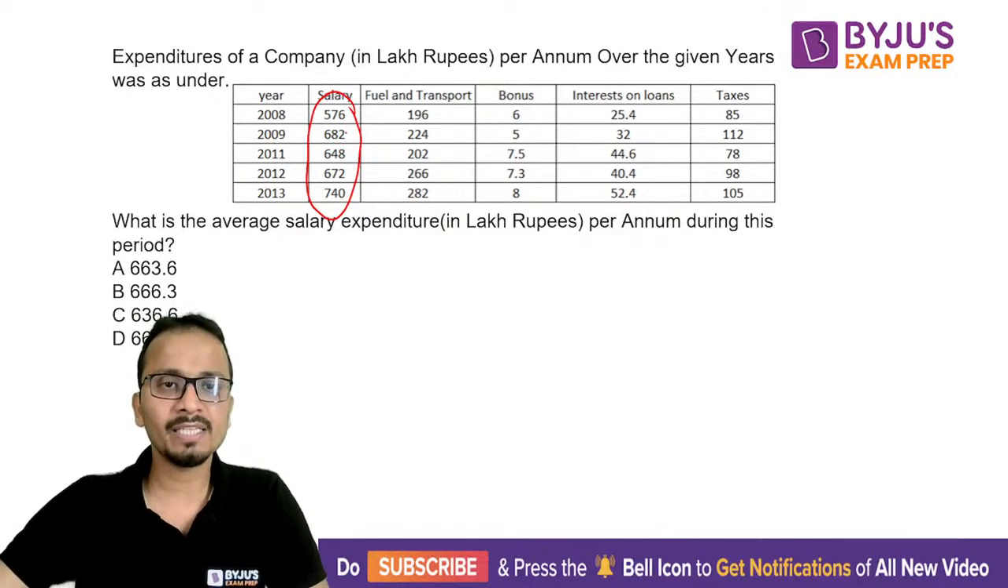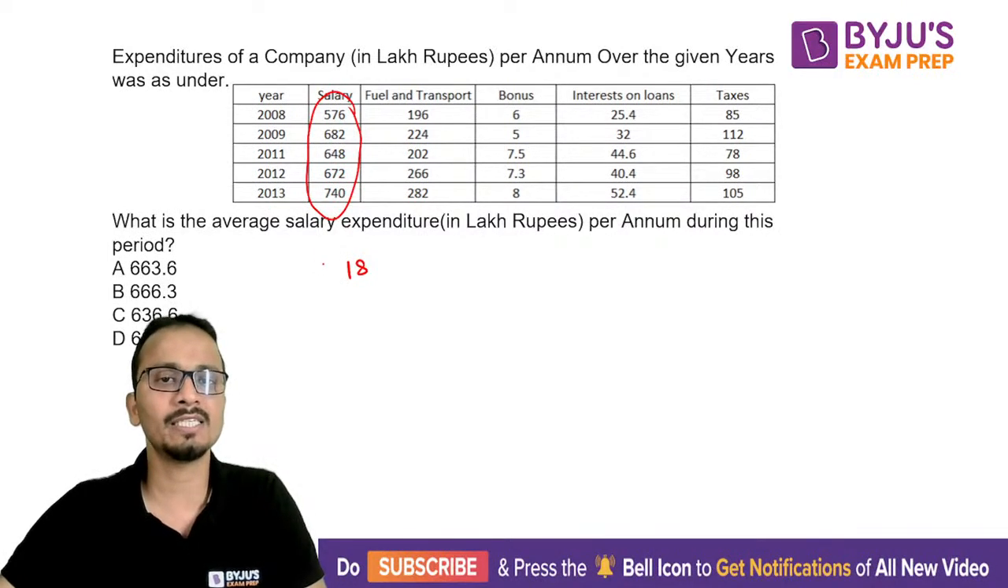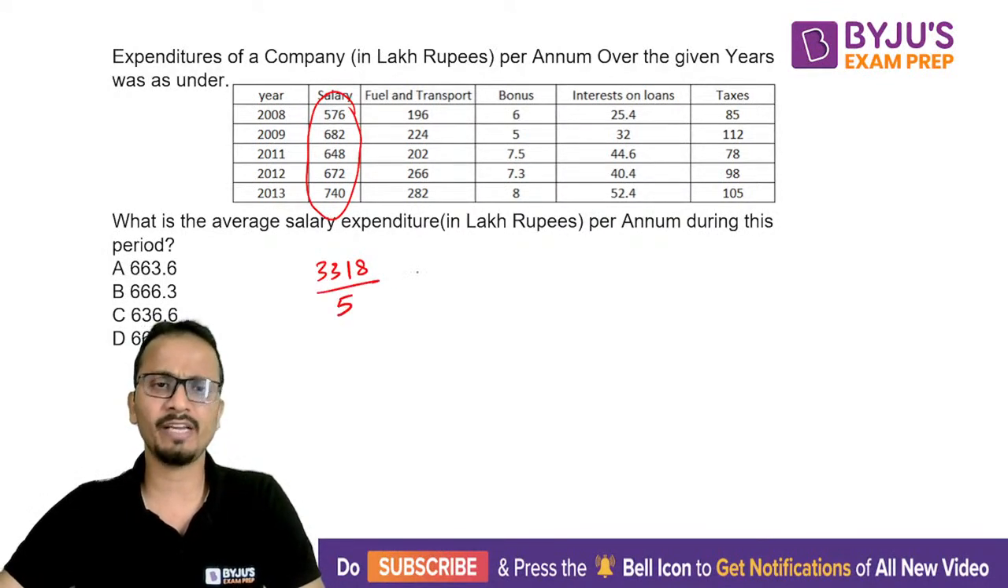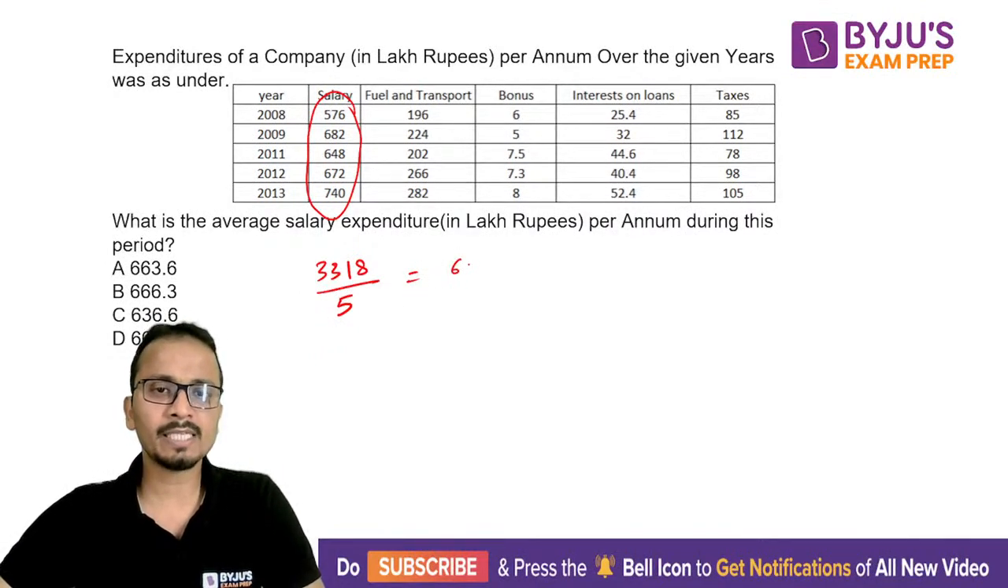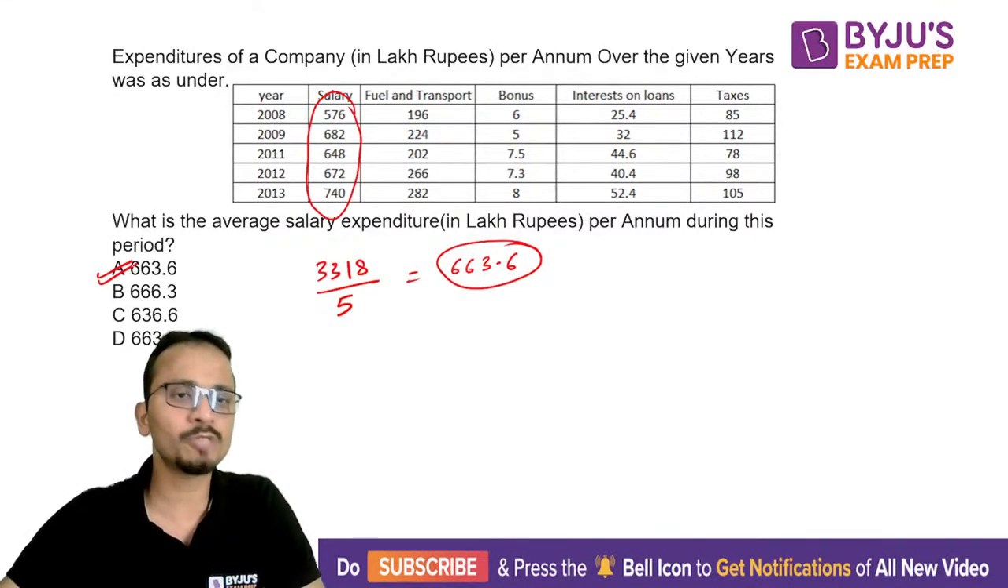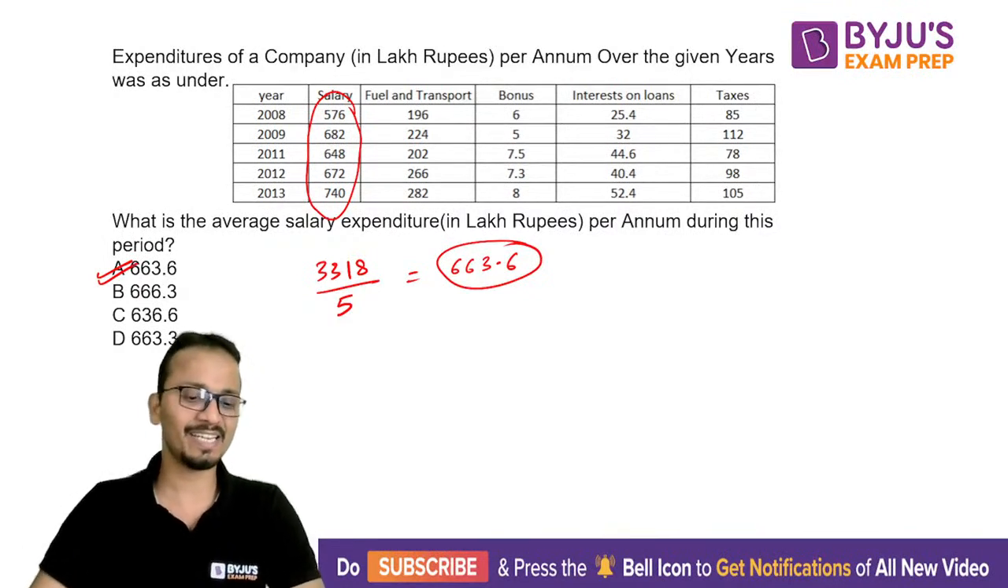I'm adding this. So 16, 17, 18, 8, 16, 20, 27, 31, 1, 3, 11, 14, 20, 26, and 33. So 3318, I believe, is the sum. All right. And divided by 5. So 3318 divided by 5. So it will be 663.6. So 663.6, option A. Yes, it is the correct answer.